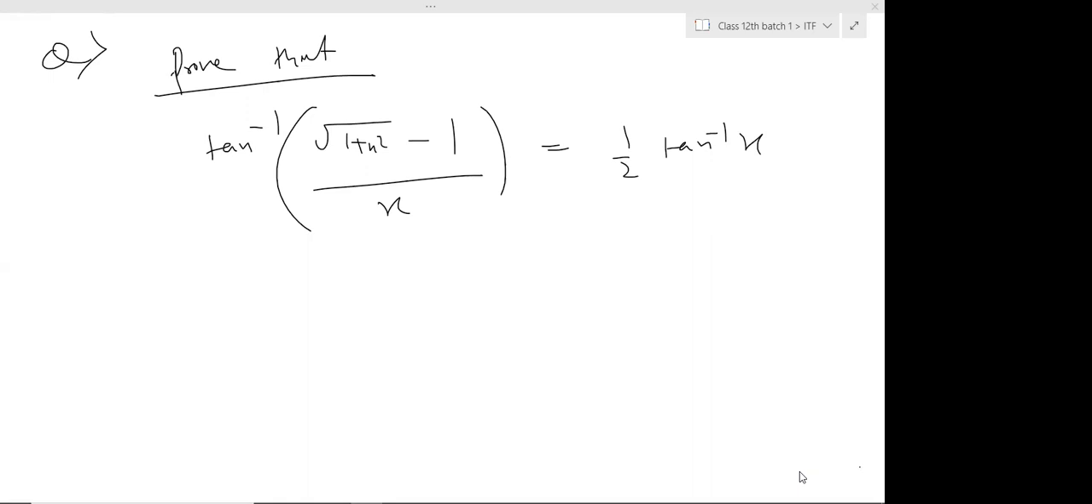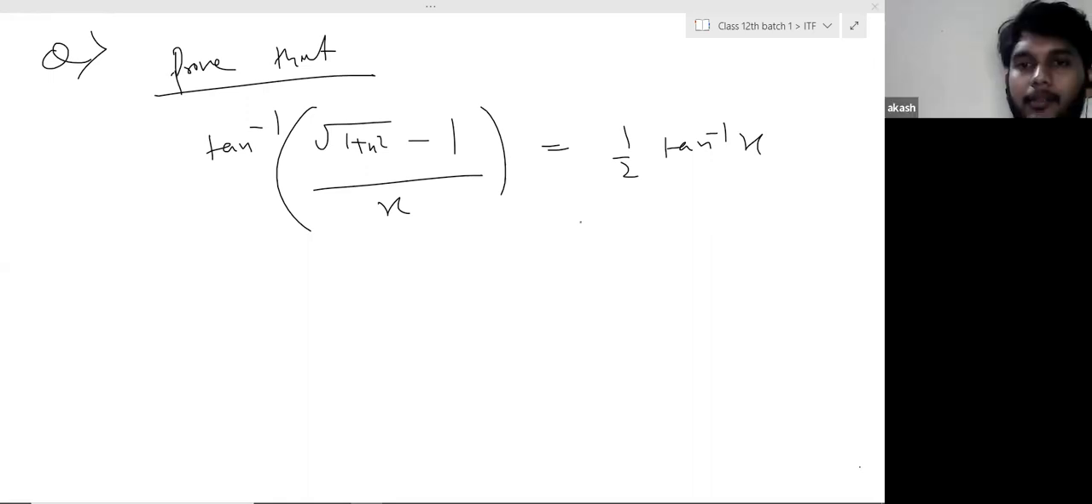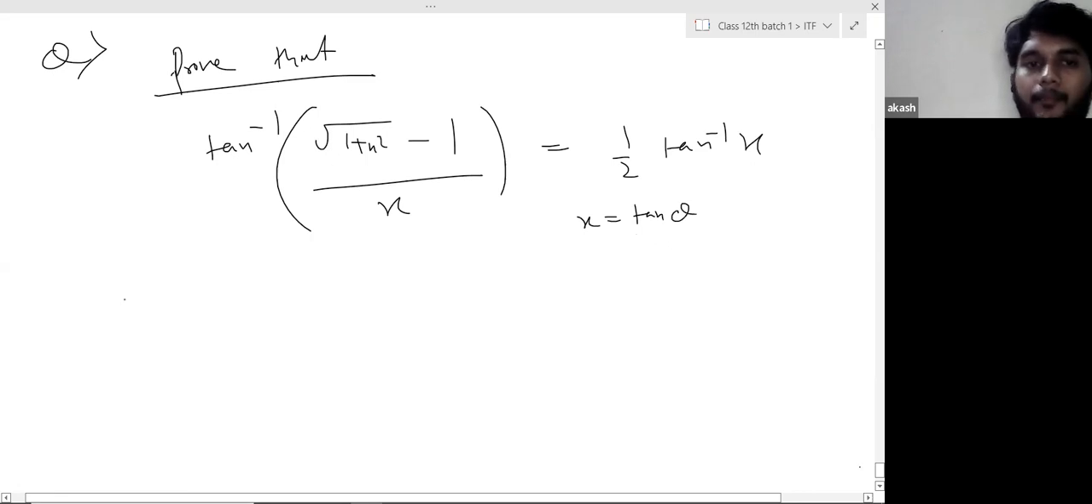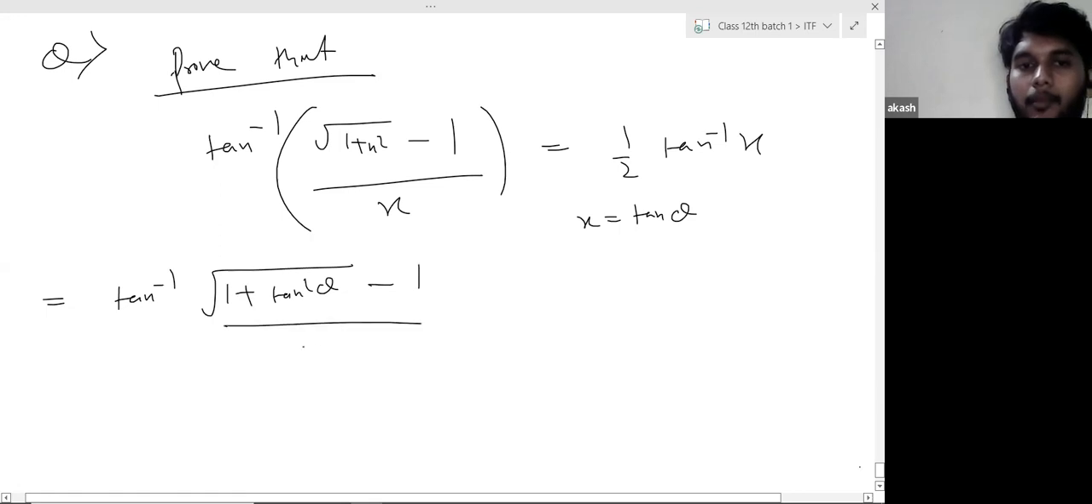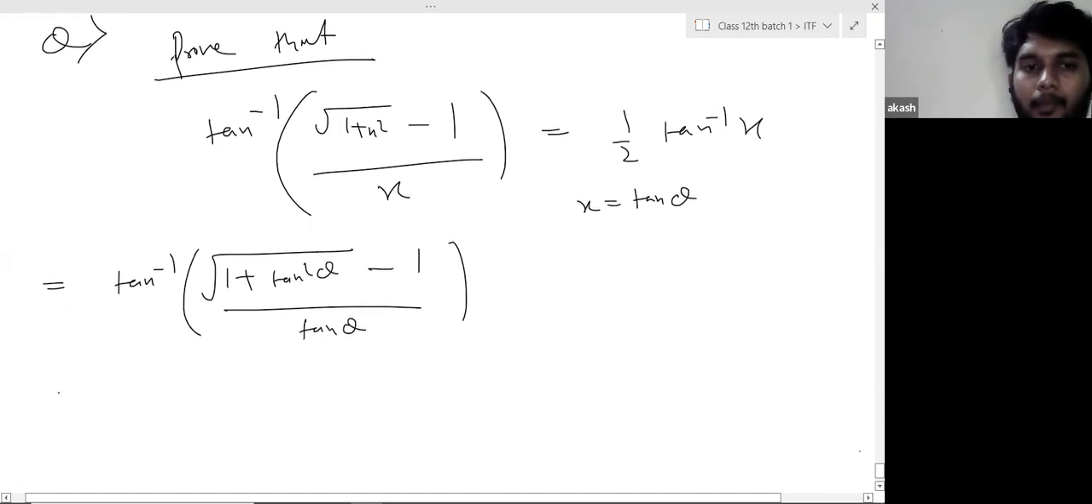All right. Let's see. Here we can put x equals to tan theta, right? Because the value of a is 1. So we have tan inverse of under root 1 plus tan square theta minus 1 on tan theta. And this is equals to tan inverse, this is sec square theta under root is sec theta minus 1 upon tan theta.